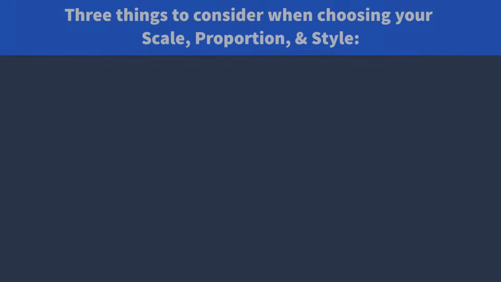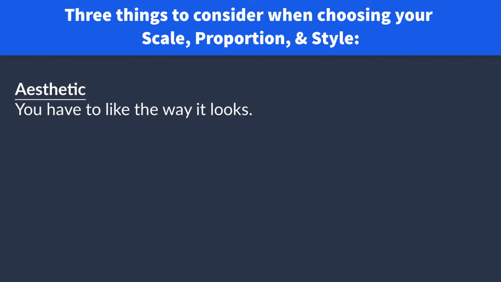We're getting ready to dive into a bunch of examples of various miniatures and miniature lines. But before we do that, I wanted to cover 3 things that you really want to consider when choosing your scale, proportion, and style. The first is aesthetic. You have to like the way the miniature looks. Some miniatures have different proportions. Some miniatures don't read well on the table. Make sure you are taking that into consideration and picking something that you like the look of.